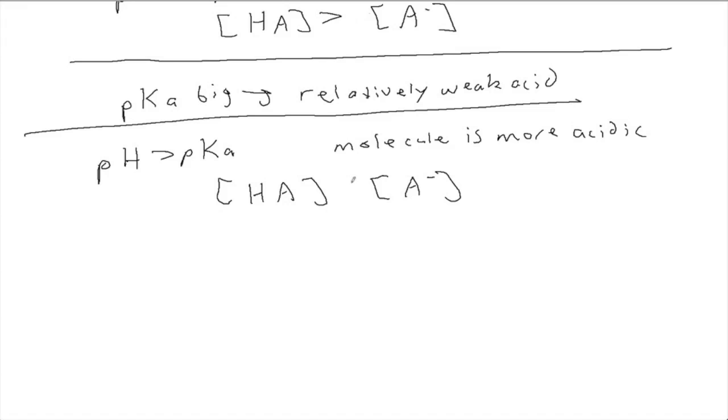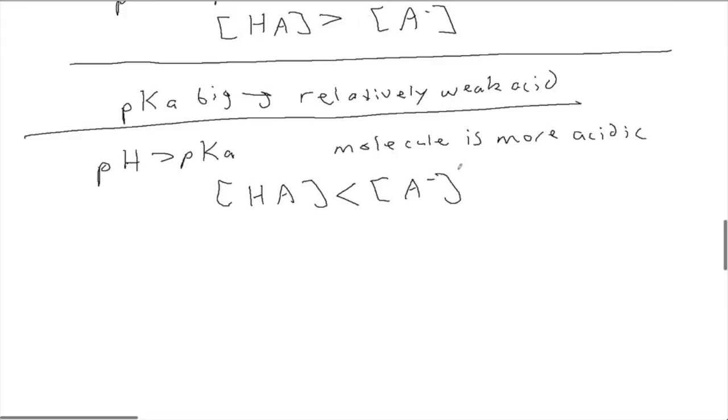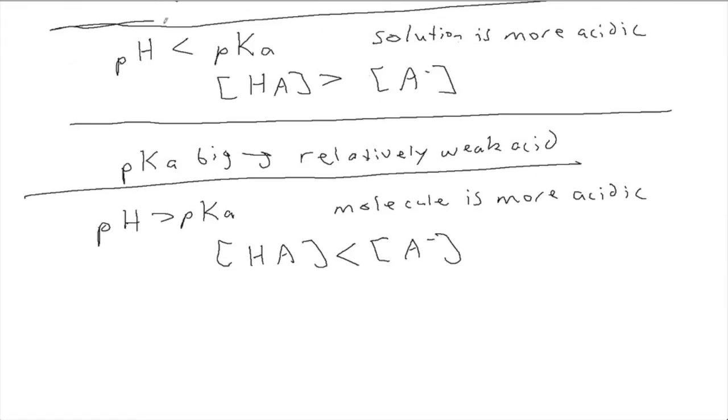Deprotonated. That's right. Why? Because the molecule is so acidic, it's going to give up most of its protons. Do you see how this is the opposite outcome than when the pH is less than the pKa? So the point here is that when you put the molecule in a solution with a very low pH, the molecule tends to be largely protonated because the solution is so acidic. But when you put the molecule in a solution with a high pH, the molecule tends to be deprotonated because it's giving protons to the solution.